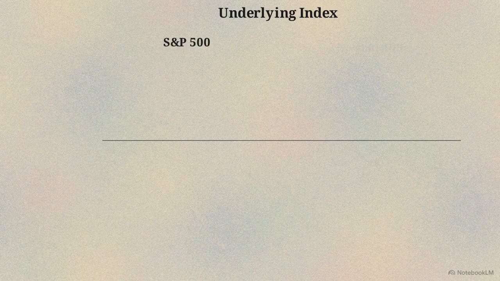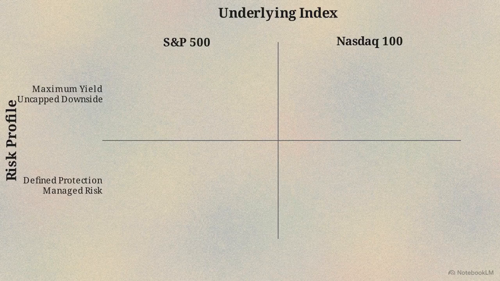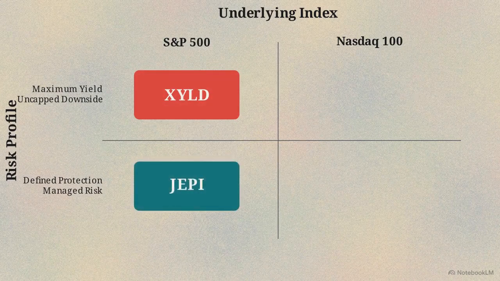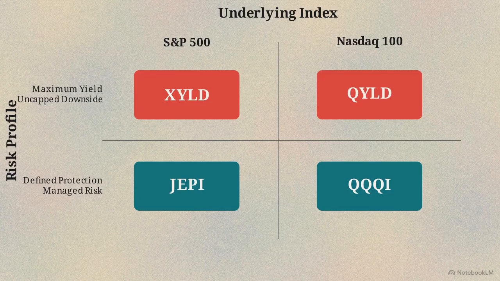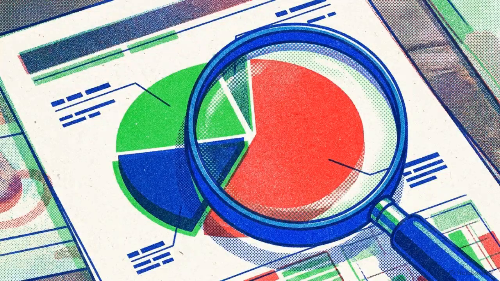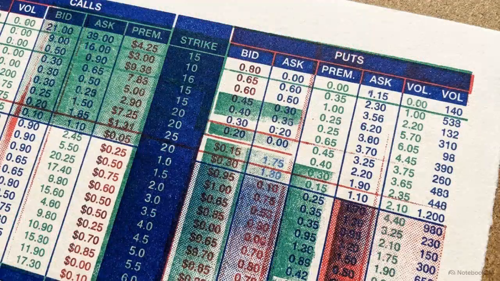We can categorize these funds first by the index they track, the S&P 500 on the left and the Nasdaq 100 on the right. On the y-axis, we separate them by risk profile. At the top are funds built for maximum yield with uncapped downside risk. At the bottom are funds structured with defined downside protection. XYLD sits top left, JEPI is bottom left, QYLD takes the top right, and QQQI anchors the bottom right.